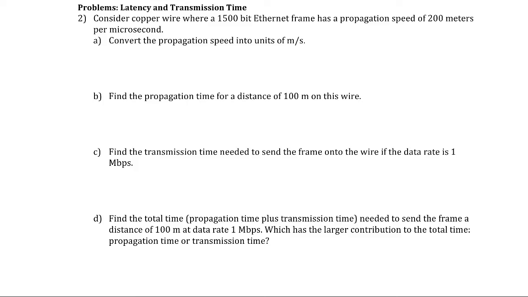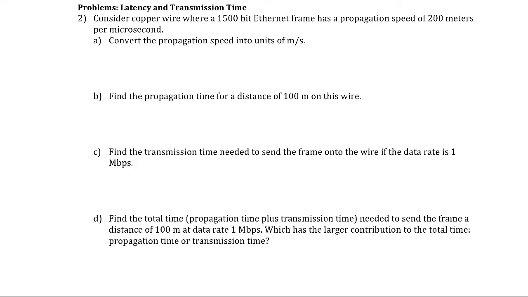Okay, in this video I'm going to do an example problem on latency. Latency is the total amount of time that it takes to send a frame from point A to point B on a network. We're going to see an example where we calculate the total time needed to send a frame a distance of 100 meters at a data rate of 1 megabit per second. We're going to calculate the latency as the propagation time plus the transmission time.